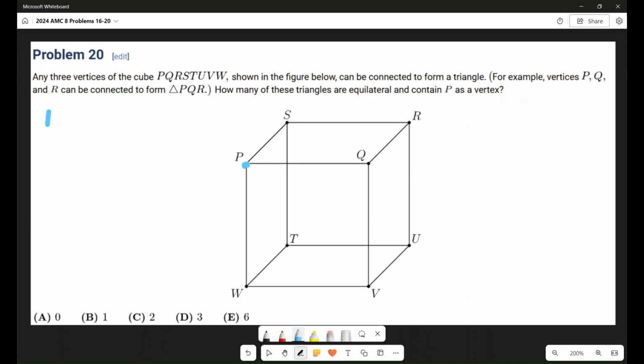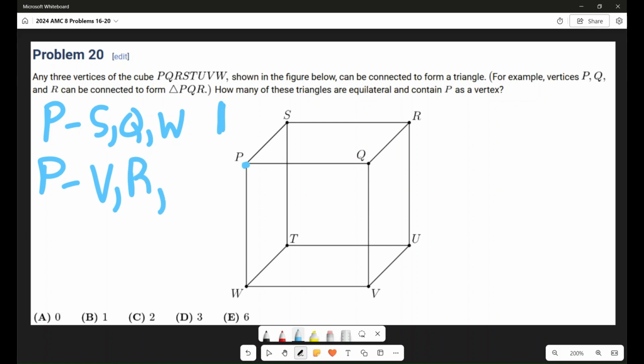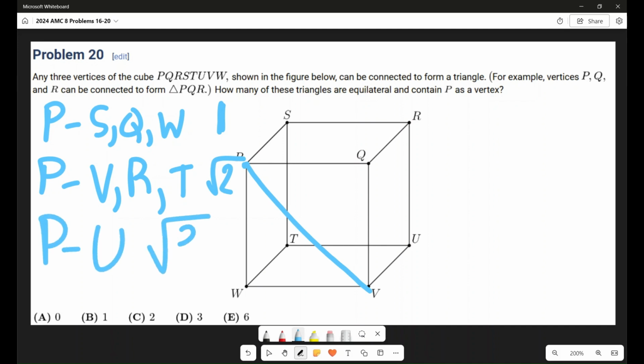So the distance from P to S, Q, and W is 1. So what's the distance from P to the other vertices? Well, P to V, R, and T, those are diagonals of a unit square. So those have a length of root 2. And that just leaves the distance from P to U, which is the diagonal of the whole cube, and that's square root of 3.